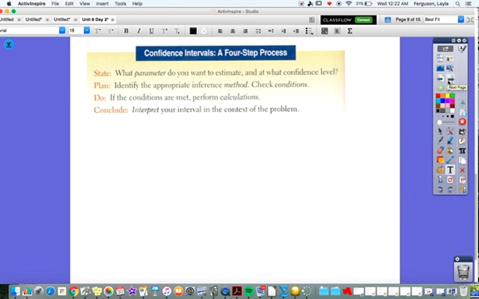All right, so for confidence intervals, a 4-step process would be: State, what parameter do you want to estimate and at what confidence level. The plan would be to identify the appropriate inference method and check the conditions. The do would be, if the conditions are met, perform calculations. The conclude would be to interpret your interval in the context of the problem.